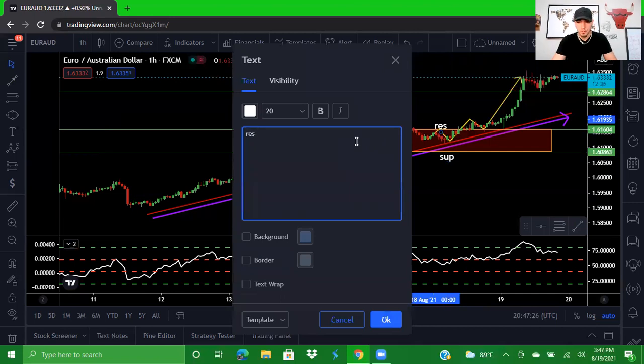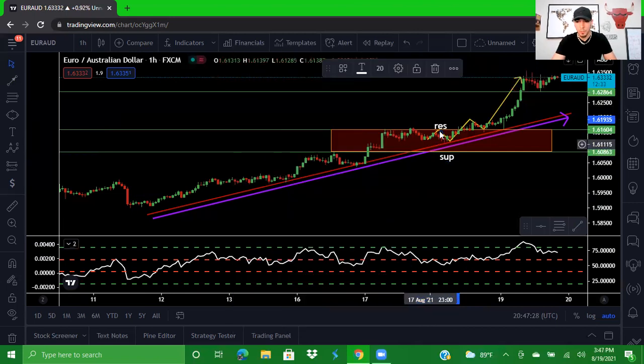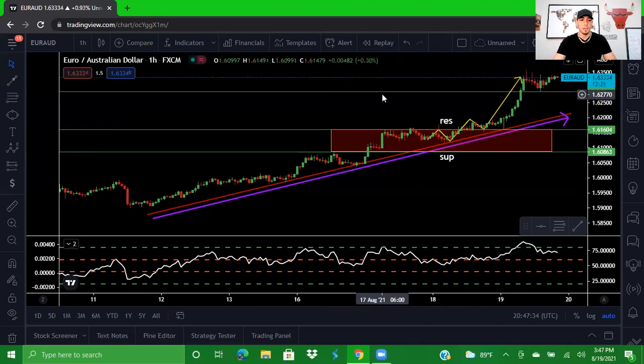Here's our resistance, right? Remember, guys, this is just very, very basic. This is just to show you guys how resourceful these tools can really be, right? Because I can always look back on this and be like, okay, now I know exactly what I marked up. I know exactly what I was analyzing within the markets, okay?